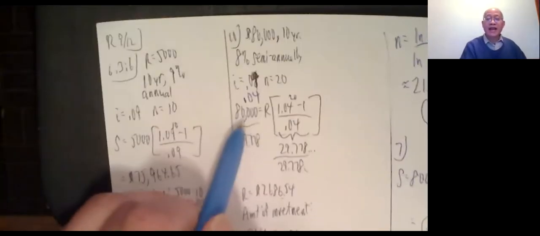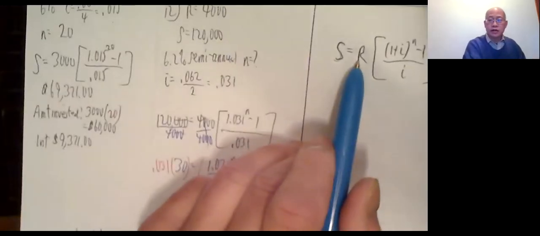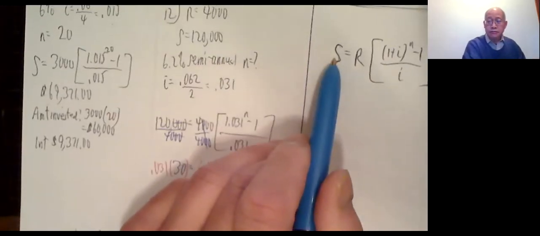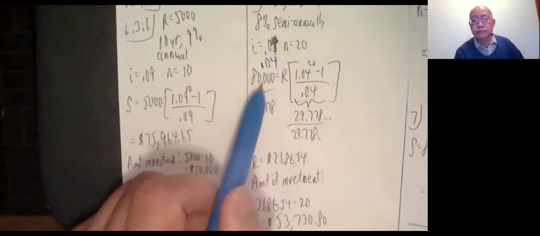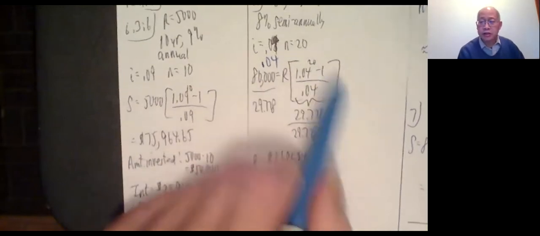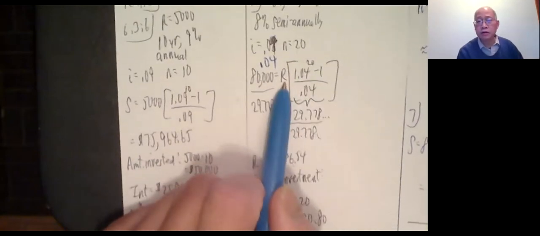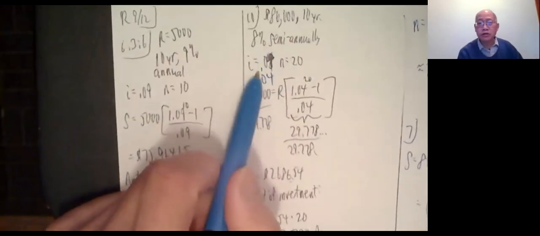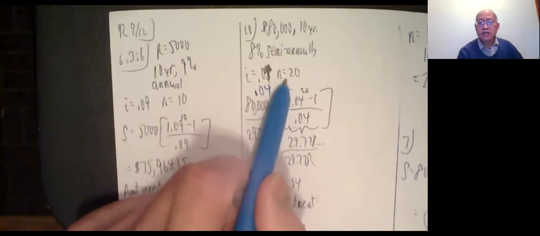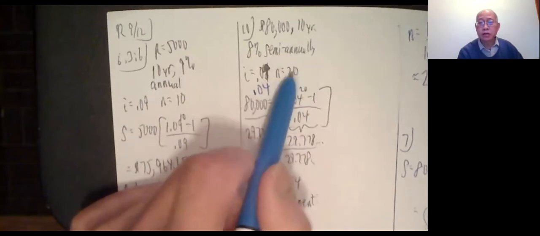Okay. And again, the 80,000 does not go here. 80,000 goes here. And again, most of the problems that we're going to be doing Thursday are like this. You'll be plugging in here and all this junk over here, and you're figuring out the R, periodic payment. Okay, so everybody okay on 8%? Semi-annual means divided by 2, 0.04. N is 20 because it's 10 years, 2 times a year.